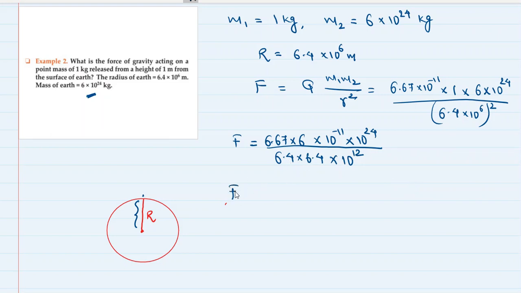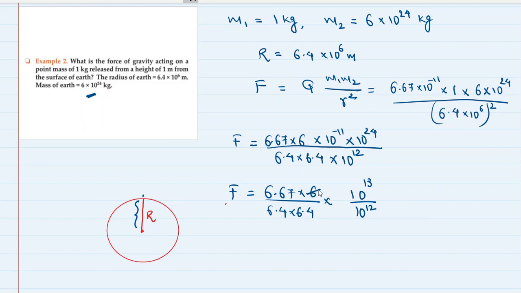Okay, so we have F is equal to, now I'll write the numbers all together. 6.67 into 6 upon 6.4 multiplied by 6.4, multiplied by 10 raised to minus 11 into 10 raised to 24, which is nothing but 10 raised to 13, the whole upon 10 raised to 12. Do you see that? Okay, so now what? Now we are going to simplify the whole thing. So what we have to do is we have to cut these things as far as possible.